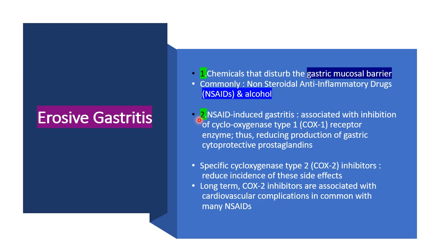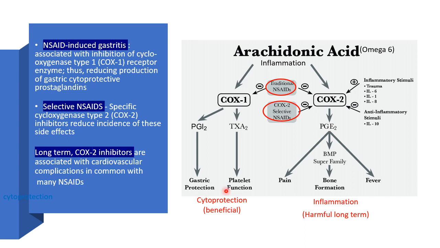Specific cyclooxygenase type 2, COX-2 inhibitors reduce the incidence of these side effects. And long-term use of these COX-2 inhibitors are associated with cardiovascular complications, as is common with the use of NSAIDs. Okay, this chart here shows you the mechanism of action.